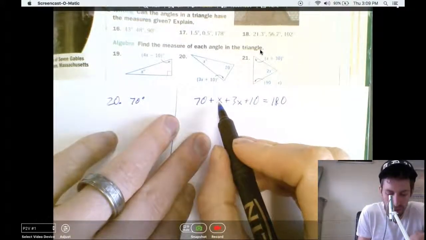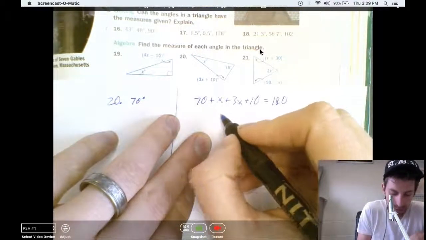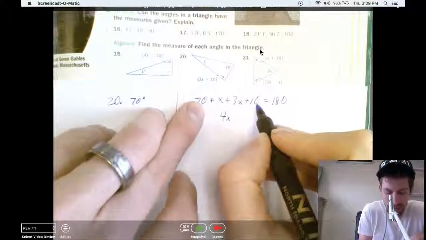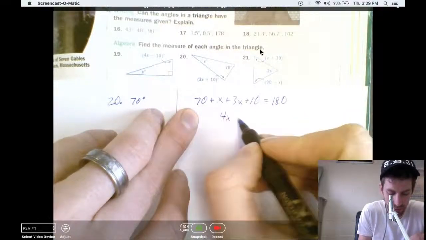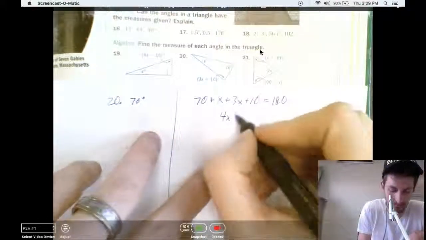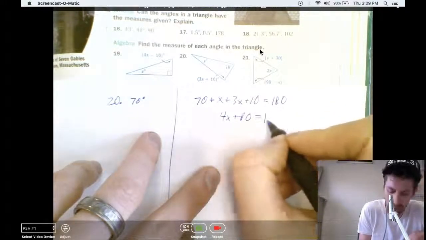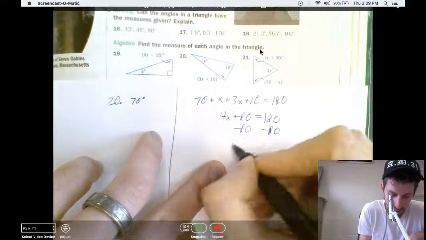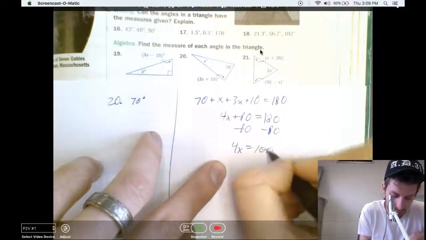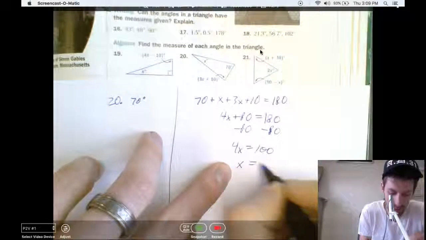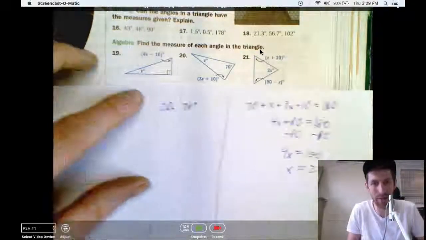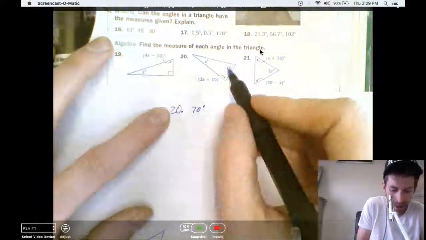Combine like terms. A positive x plus 3x is 4x, plus 10 and the 70 is 80. Should I put it on this side or this side? Doesn't matter because it's addition. So I'm going to put 80 here. Equals 180. Subtract 80 from both sides. 4x equals 100. What is x then? X equals 25.